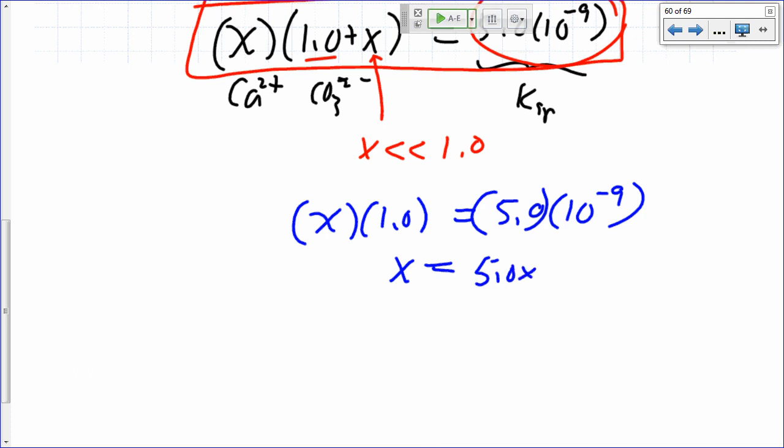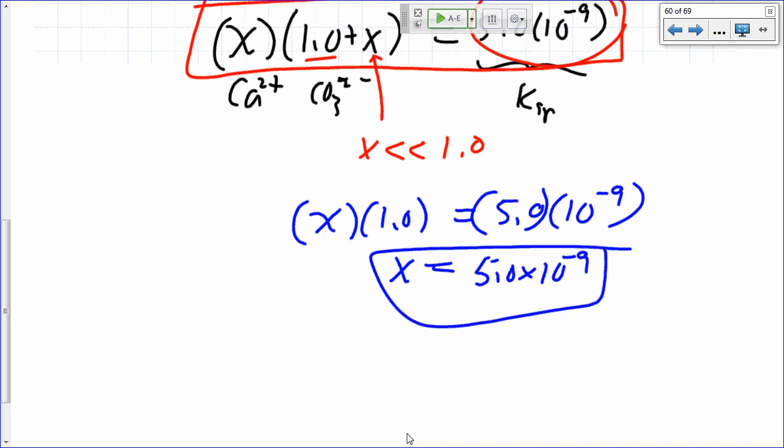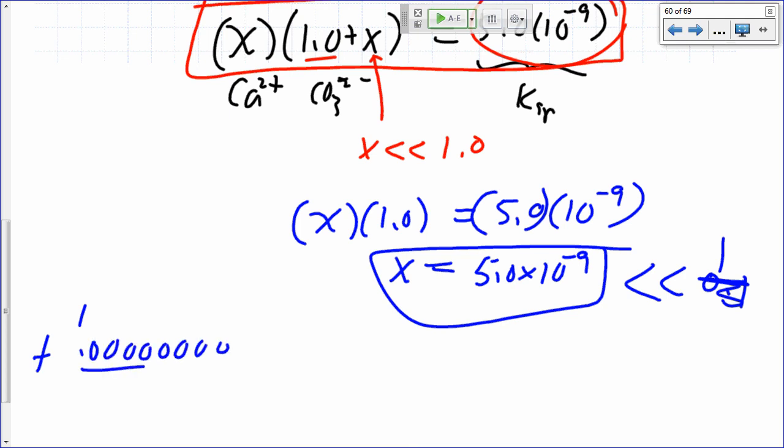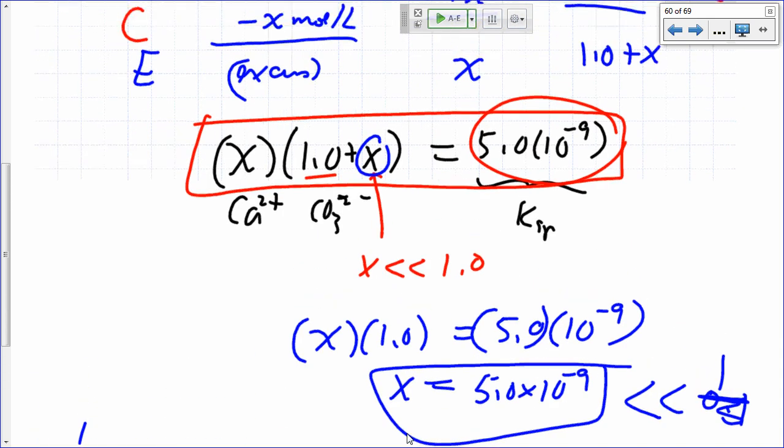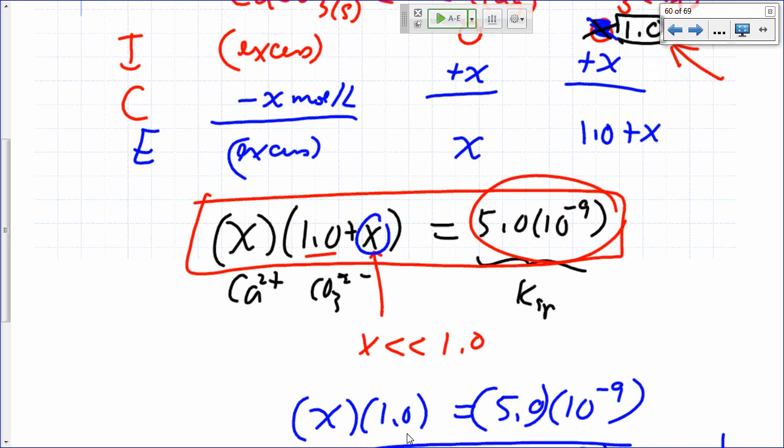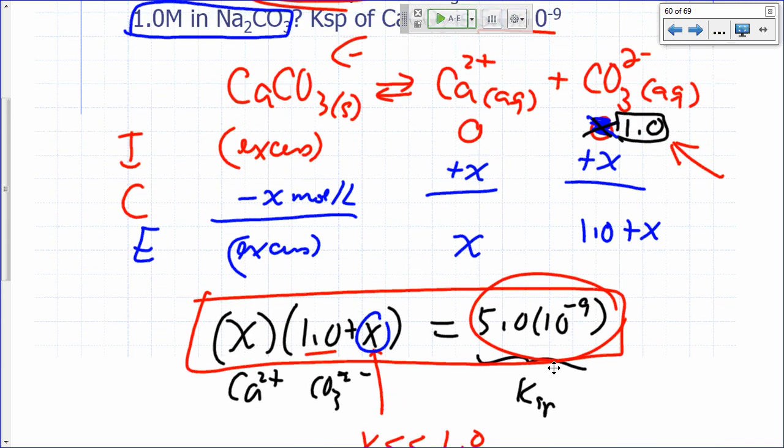5.0 times 10 to the negative 9. Is that very small compared to 1? What is 1 plus 0.000000005? That's still 1, right? So I can ignore that x right there. What do you notice about your solubility? It's a very small number, right? Now, you might get a bigger one if there wasn't that 1 right there.